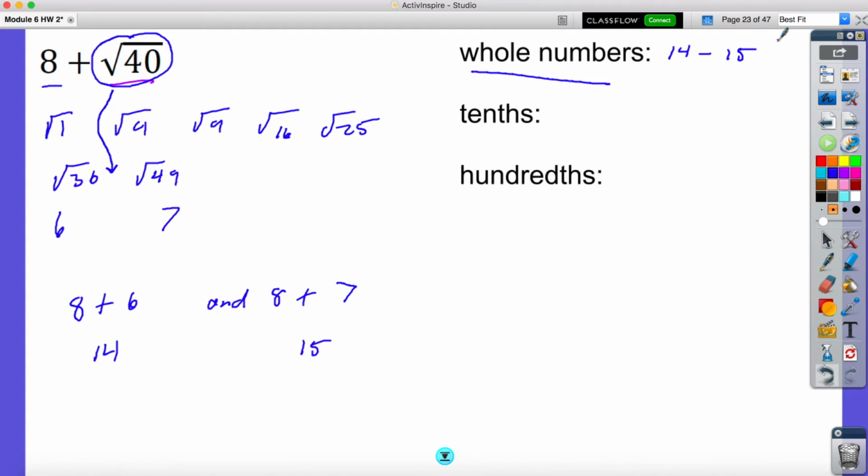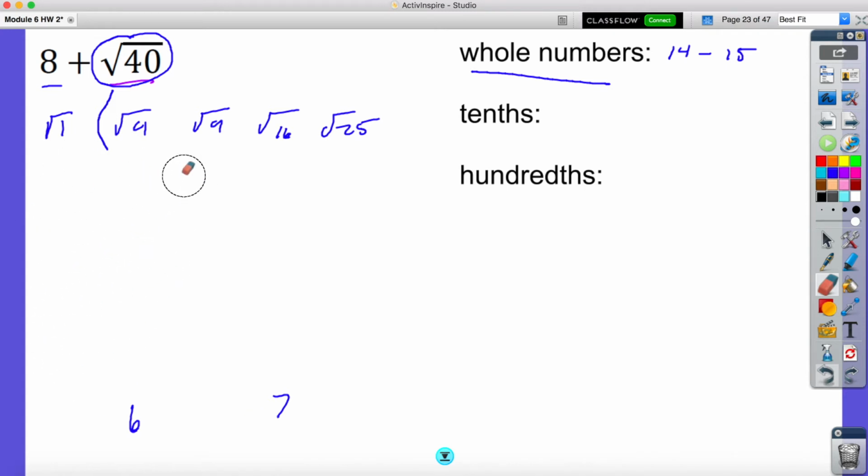Now it needs to say, what numbers is it between, going to the next closest decimal spot. What do I mean by that? We need to figure out to one decimal place what it is closest to. On this one, we see that 40 is closer to 36. So if I know it's between 6 and 7, it needs to be closer to 6 than 7. So like 6.3, 6.4 would be my guess.